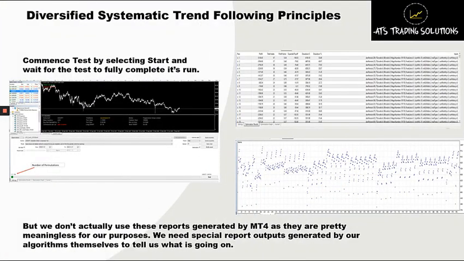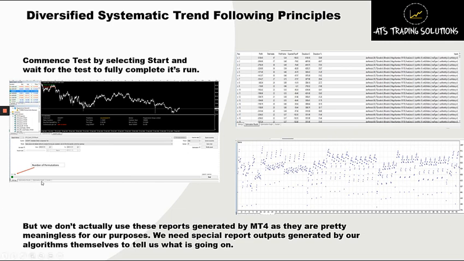So now that we have hit the start button, the optimization is running, and we wait for the test to fully complete its run. You'll note here on the left of your screen a progression indicator, which talks about where the current optimization process is in relation to the total number of permutations being tested. In this case, there are 784 different possible permutations, which are looking at the variations in the Donchian period, the initial stop, and the trailing stop.